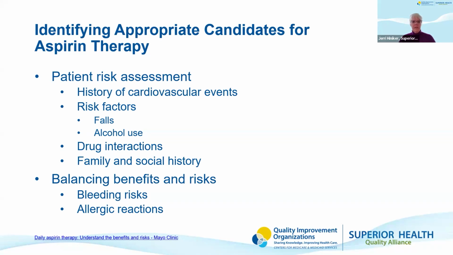Also look at their family and social history. You just really need to balance those benefits and risks overall if you're going to be prescribing aspirin. Do they have bleeding, do they have a bleeding ulcer? Do they have gastrointestinal disease or bleeding risk in that area? Also, do they have allergic reactions? Do they have aspirin-induced asthma? Those are patients, of course, who would not be a candidate for aspirin use.